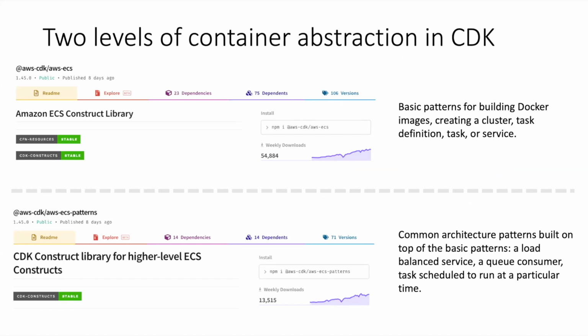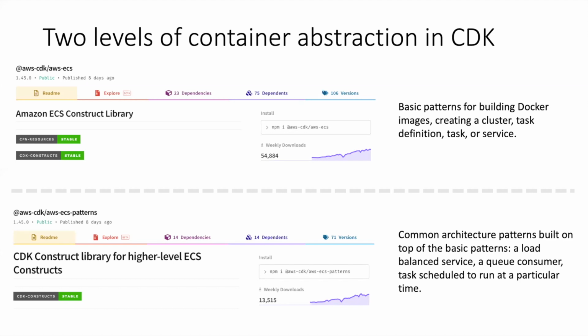And then the second is AWS ECS patterns. And so I'll introduce both of these. You can kind of get an idea that the ECS core one is getting 54,000 weekly downloads. ECS patterns is currently getting 13,000 weekly downloads. So there's a lot more people who are using AWS ECS core right now than ECS patterns.